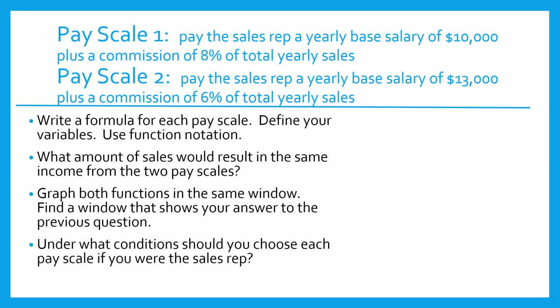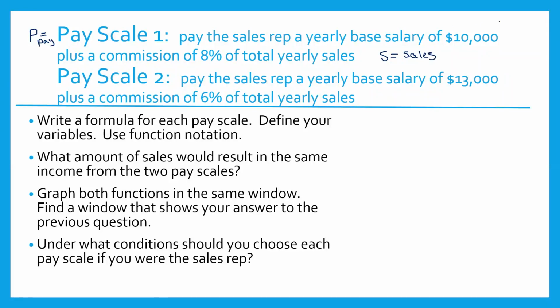The first thing that we're asked to do is to write a formula for each pay scale, to define our variables and to use function notation. So in order to do that, I'm going to start out by letting P equal the pay, because I want to figure out the pay for the first one and the second scenario. So I'm going to use that in both. And then it tells me here that the commission is based on their sales, so I can see that that's another number that I'm going to need to use. So I'm going to say S is equal to sales.